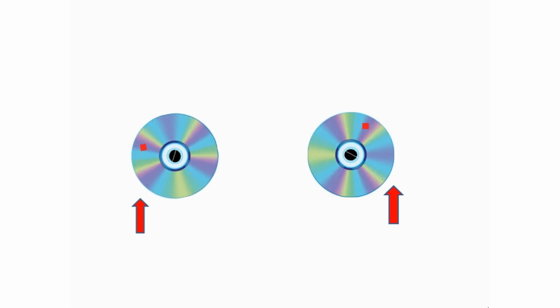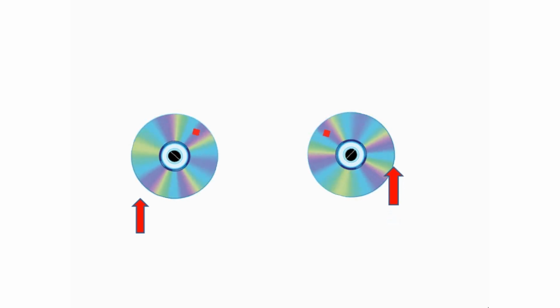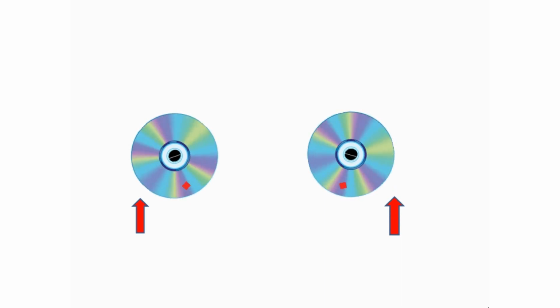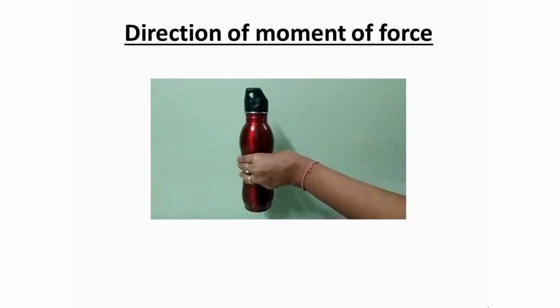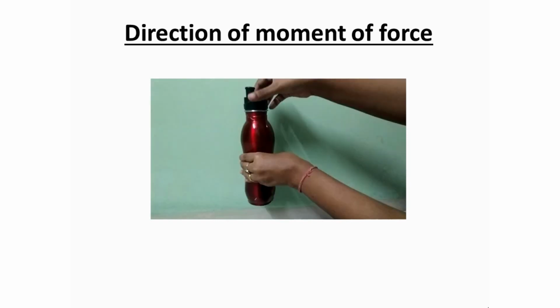Consider this disc with red mark to show direction of rotation. If we apply force at this point, the disc starts rotating in clockwise direction. Thus, such moment of force is called clockwise moment. Now, if the effect of applied force is to rotate object in anti-clockwise direction like this, the moment of force is called anti-clockwise moment. The moment of force is a vector quantity.